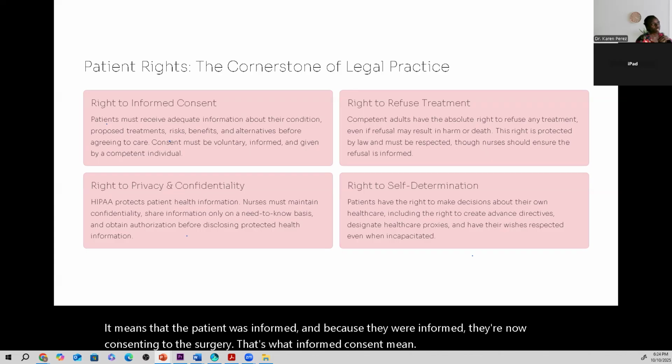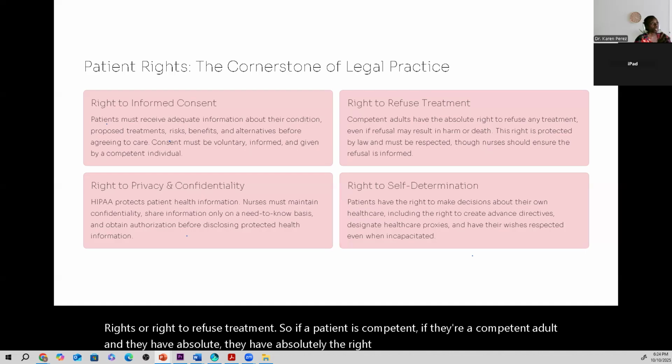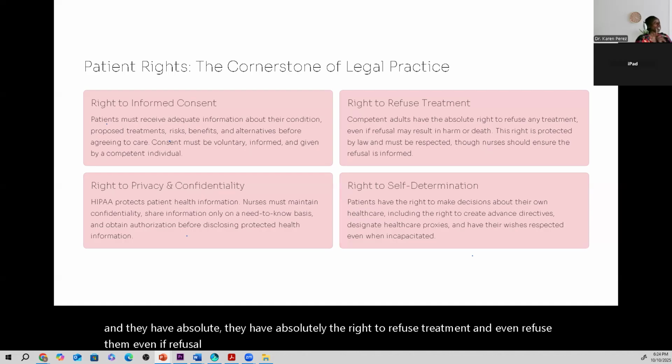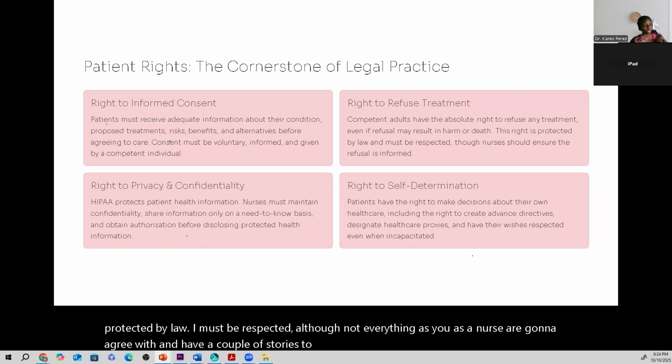Right to refuse treatment. If a patient is a competent adult, they have the absolute right to refuse treatment, and even if refusal will cause them harm or death, they can refuse it. This right is protected by law and it must be respected, although you as a nurse are not going to agree with everything. And I have a couple of stories to tell with this.